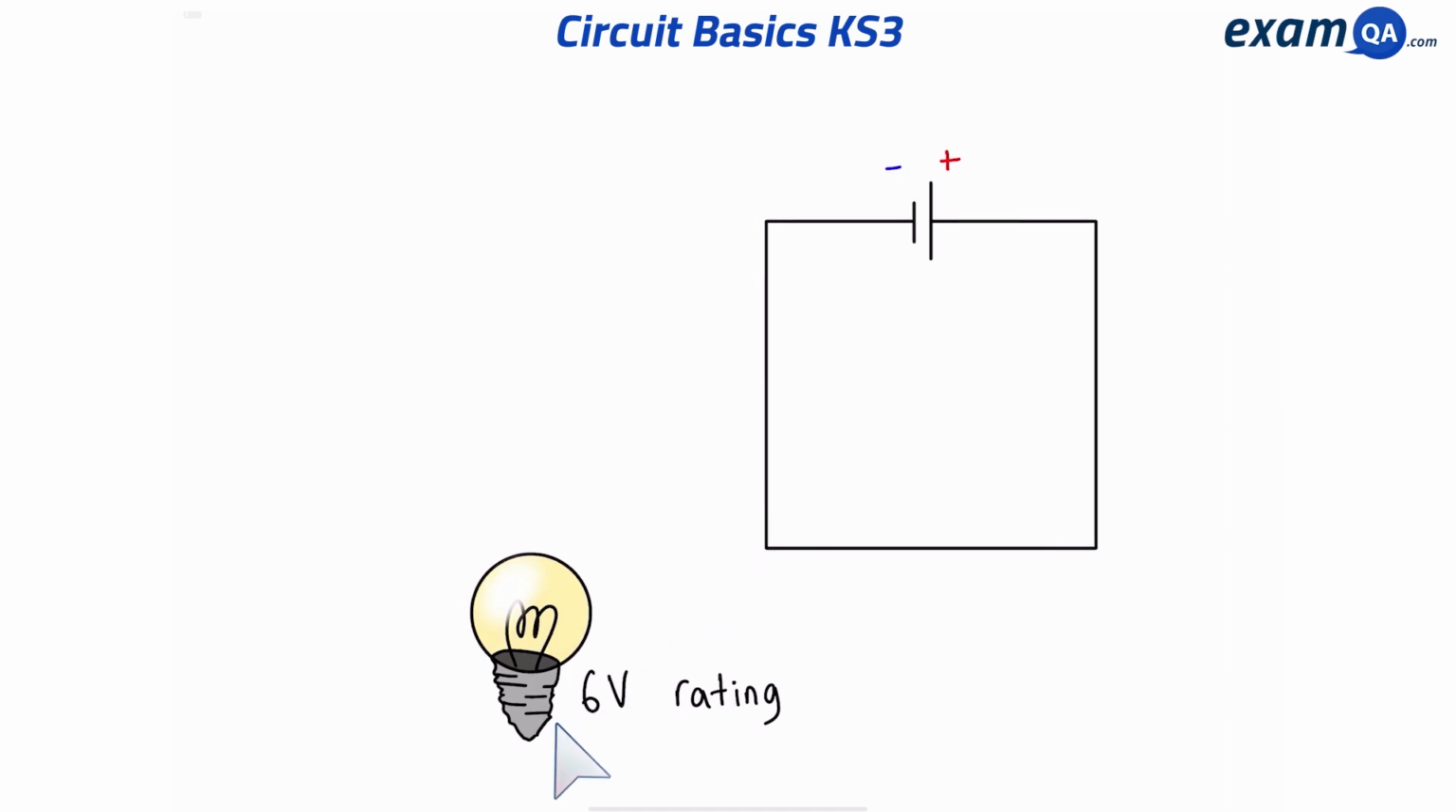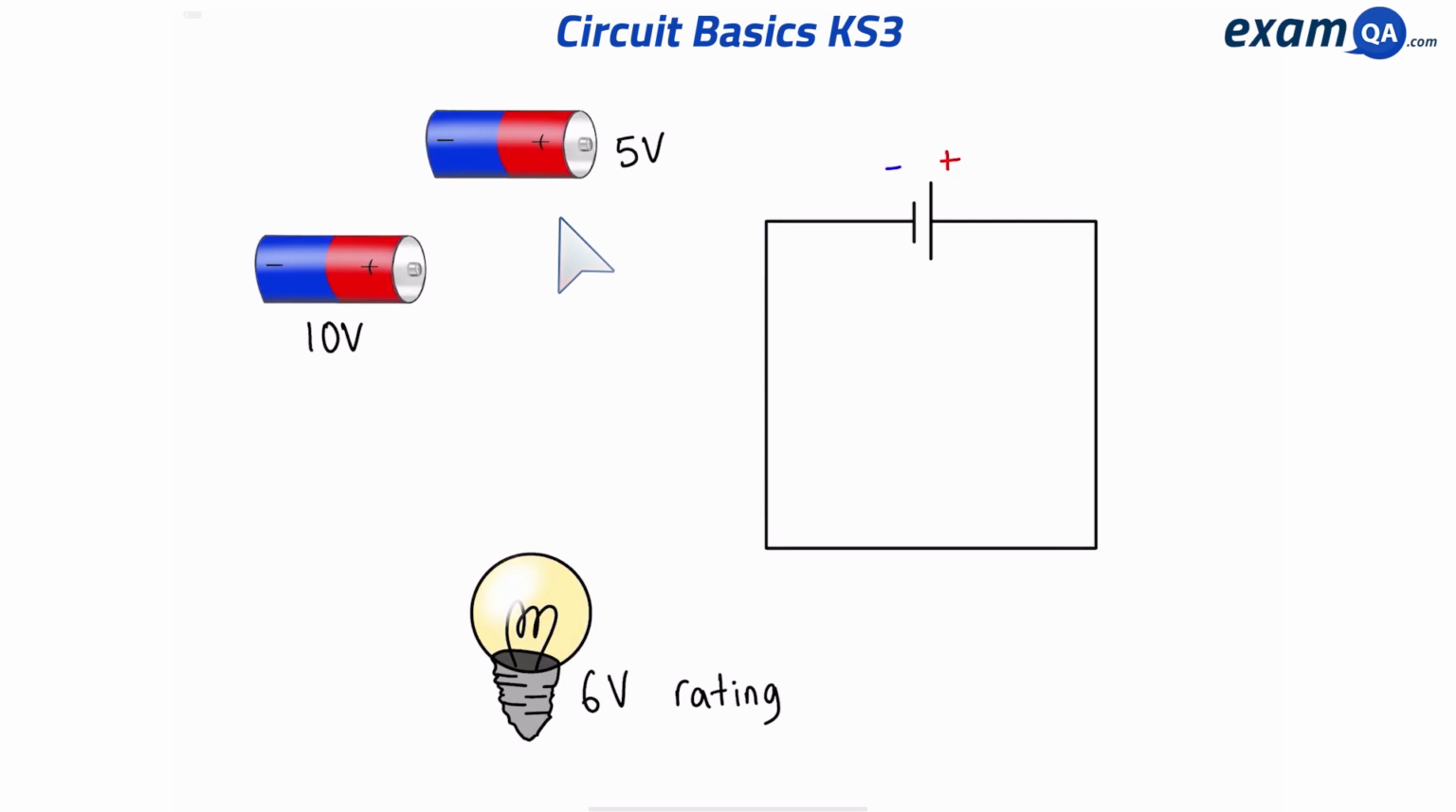The bulb has a 6-volt rating. I want the bulb to be as bright as possible. I have a cell that has a 5-volt rating, another one with 10-volt rating, and another one with a 4-volt rating. Which cell should I use so I can get the brightest light from the bulb?